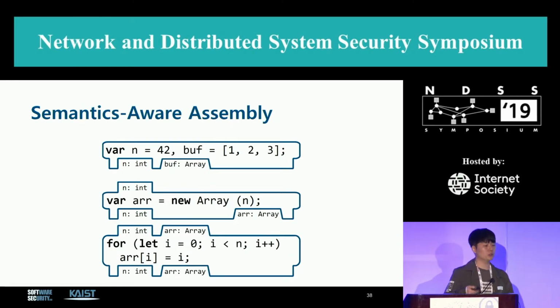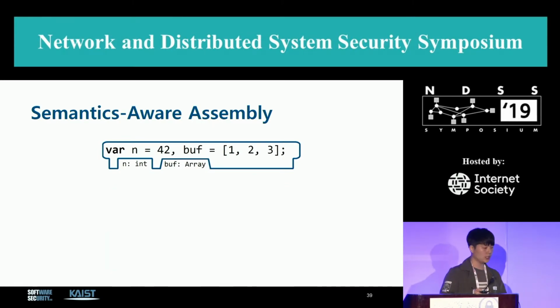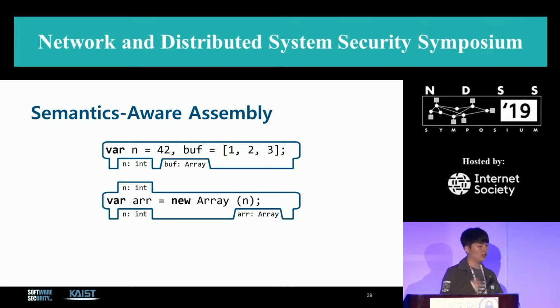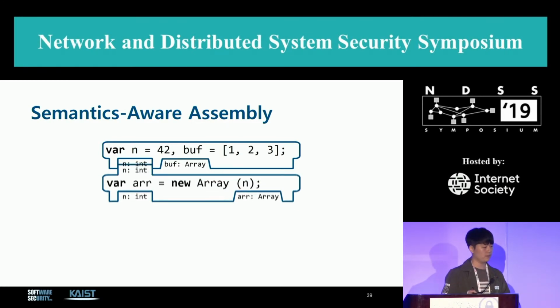So with these code bricks, let's see how semantics-aware assembly works. First, randomly select a code brick which does not have any tooth, because there is no available variable. And now we have an integer hole and an array hole. And again, randomly pick a code brick whose teeth fit in the first code brick's holes, and merge them.